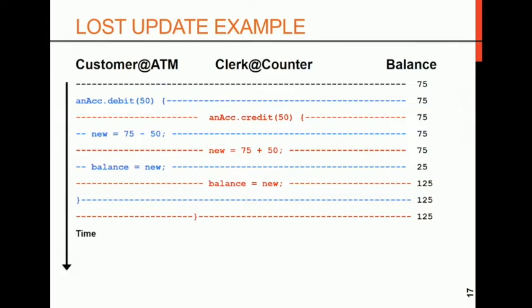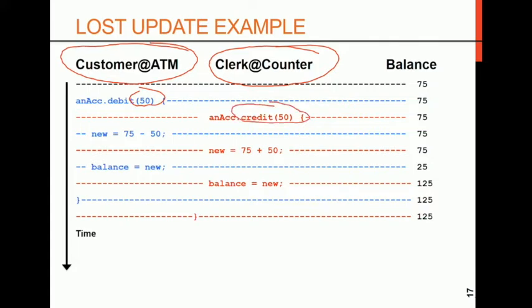Here is a very basic example that's used to describe the serialization problem. I've got a customer standing at an ATM machine, and they want to withdraw some money from the account, and you've got a clerk at the account who wants to credit the account with a certain amount of money. In this example, the customer wants to debit the account £50 and the clerk wants to credit the account £50. And if you don't run this as part of a transaction, then this is what could happen.